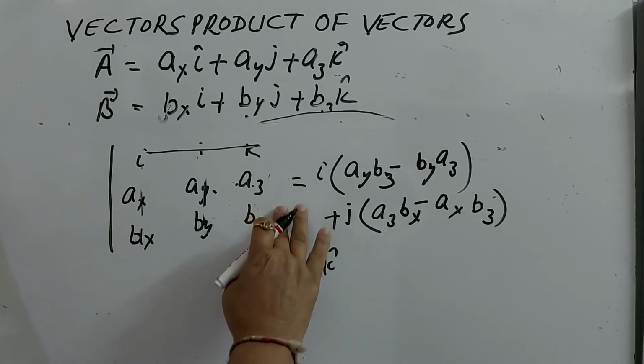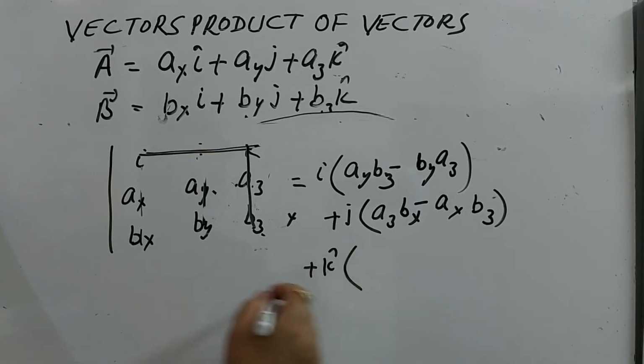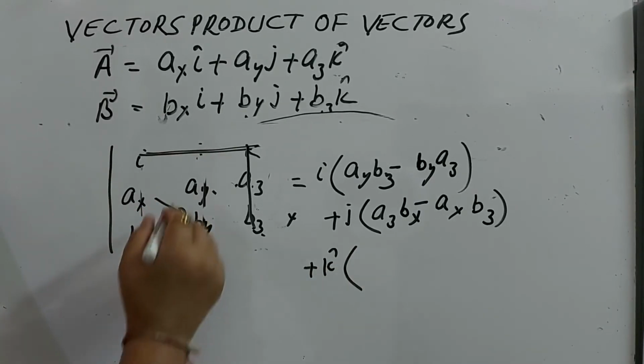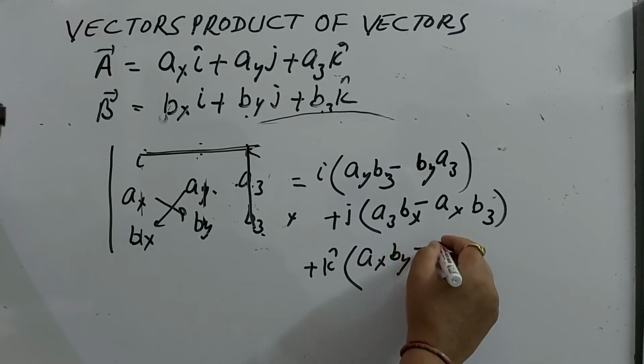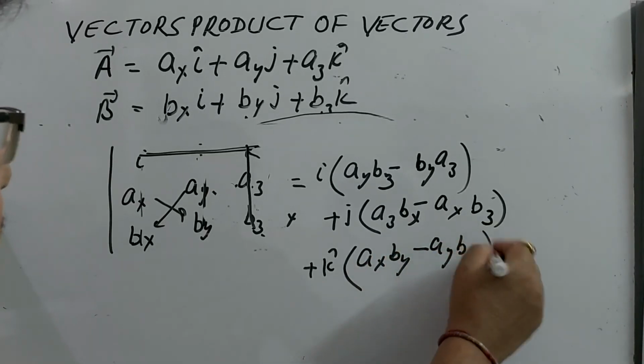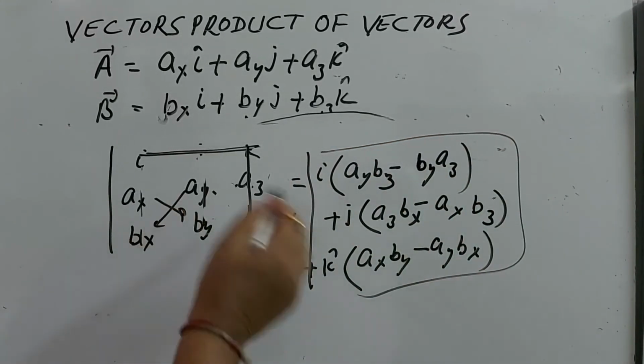Now the k term will be written as: you leave this line and this line, this is k, then this will be positive and this will be negative. So ax by minus ay bx. So this is the simple way of writing this cross product.